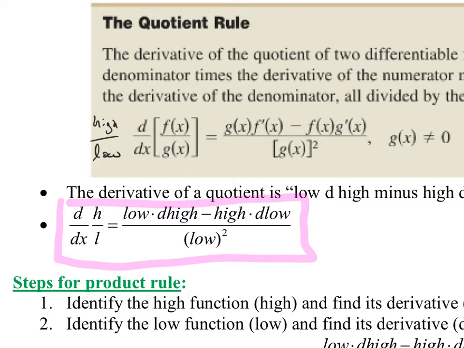And the order in the numerator absolutely matters. Subtraction is not commutative. 5 minus 2 is not the same thing as 2 minus 5. So you have to do the bottom times the derivative of the top minus the top times the derivative of the bottom. It has to be the bottom times the derivative of the top first, or you're not going to get the proper answer.